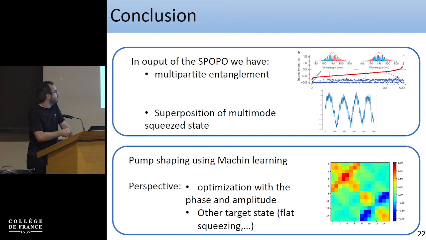It's just one try. What I didn't say is that the result I showed you is just when we use amplitude optimization. And what we could do is to use phase optimization, and also to play with other target states, like if you want to optimize another mode, or, for example, if we want to have a flat squeezing, meaning the same value of squeezing for each supermode.